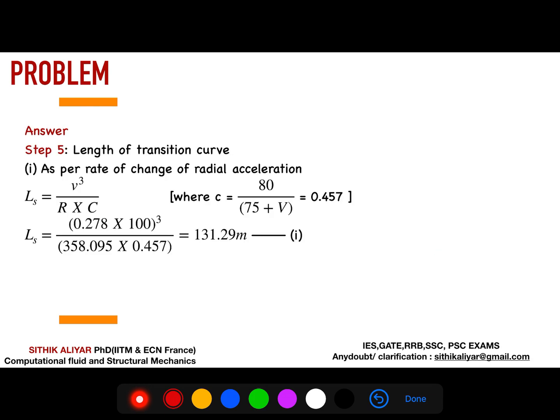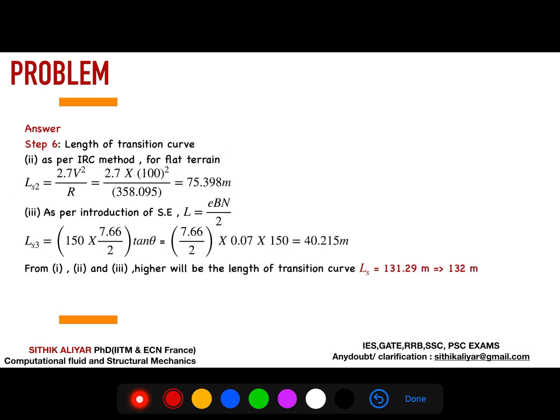Okay, so finally they asked you also to find the length of the transition curve. We know Ls1 equal to v cube by CR. Okay, so you just substitute. First you have to find the C. For substituting 100, you will get 0.457. So v cube is 0.278 into 100 whole cube divided by radius 358 into 0.457 will give you 131.29 meter.